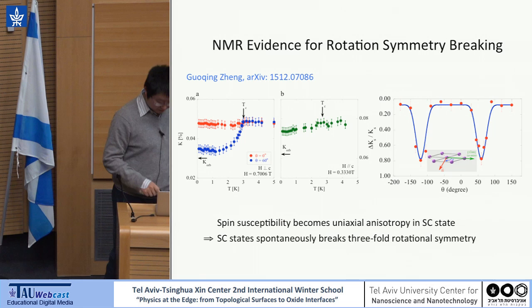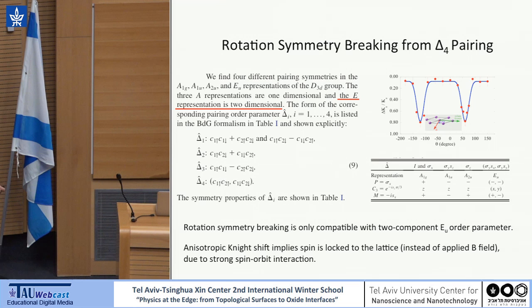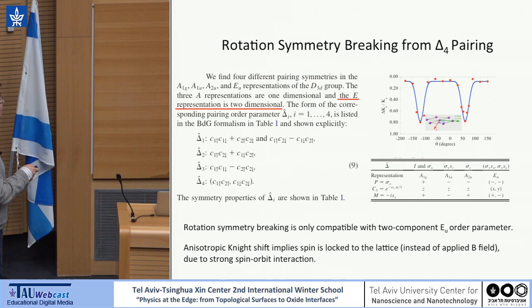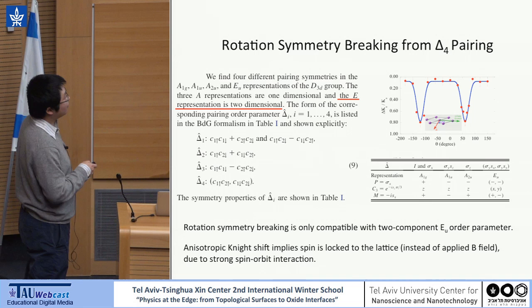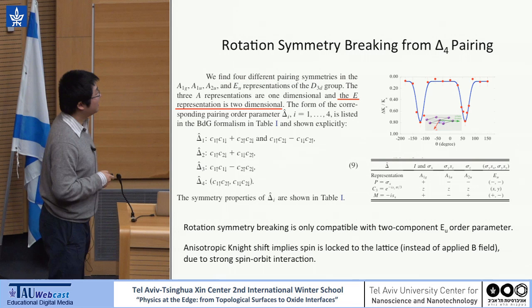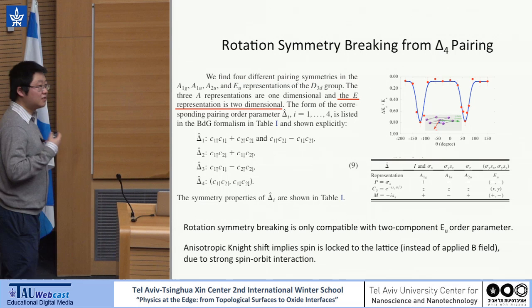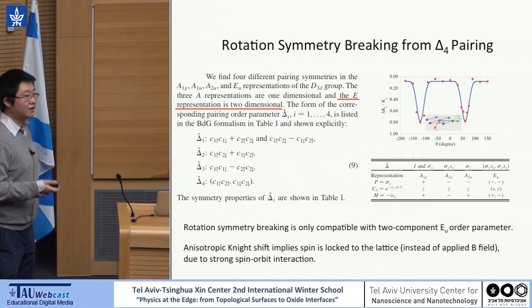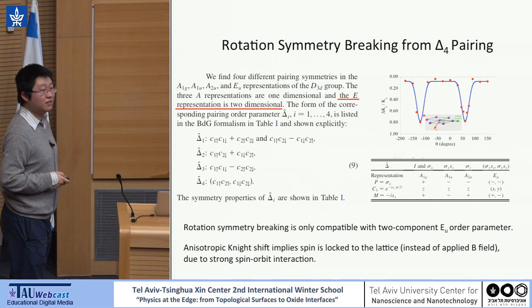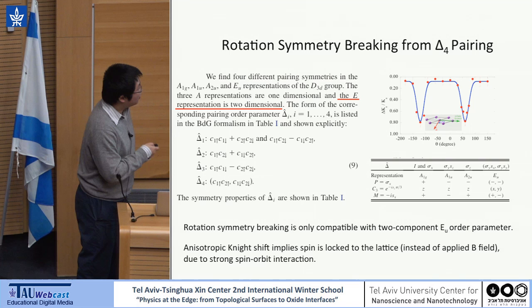Now we look at all these pairing order parameters I described before. There's only one order parameter which allows for such rotation symmetry breaking in the superconducting state, and this is the delta 4 pairing. Unlike all others, it involves two components. What this means is that the most general order parameter in this channel is a linear superposition of these two components. Generally, these multi-component order parameters allow for symmetry breaking: the superconducting state not only breaks the U(1) gauge symmetry, but also breaks crystal symmetry. This is possible only when the order parameter is multi-component, and within this list, there's only one such symmetry channel. So this is why the rotation symmetry breaking is only compatible with this two-dimensional Eu order parameter.